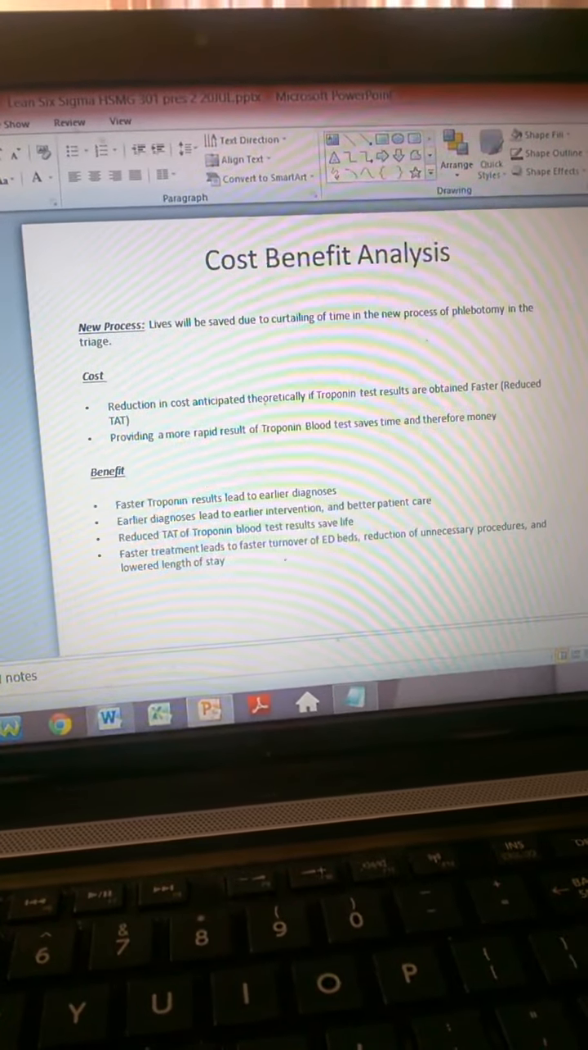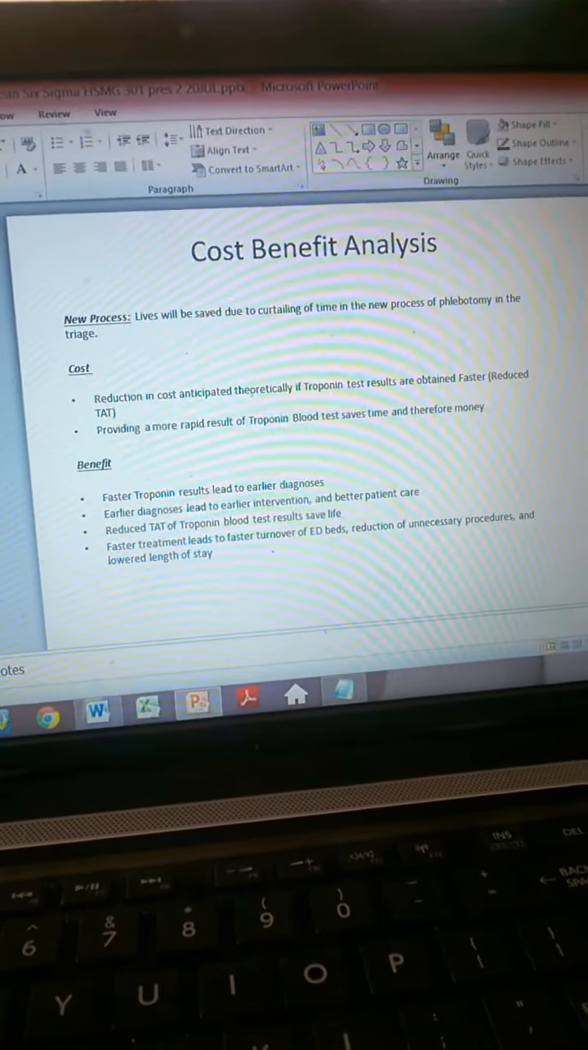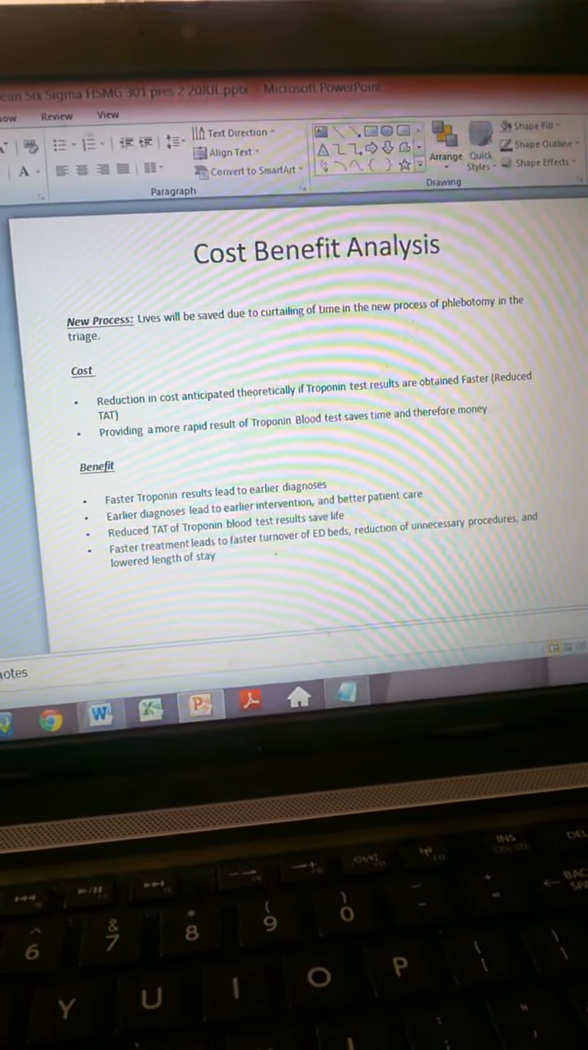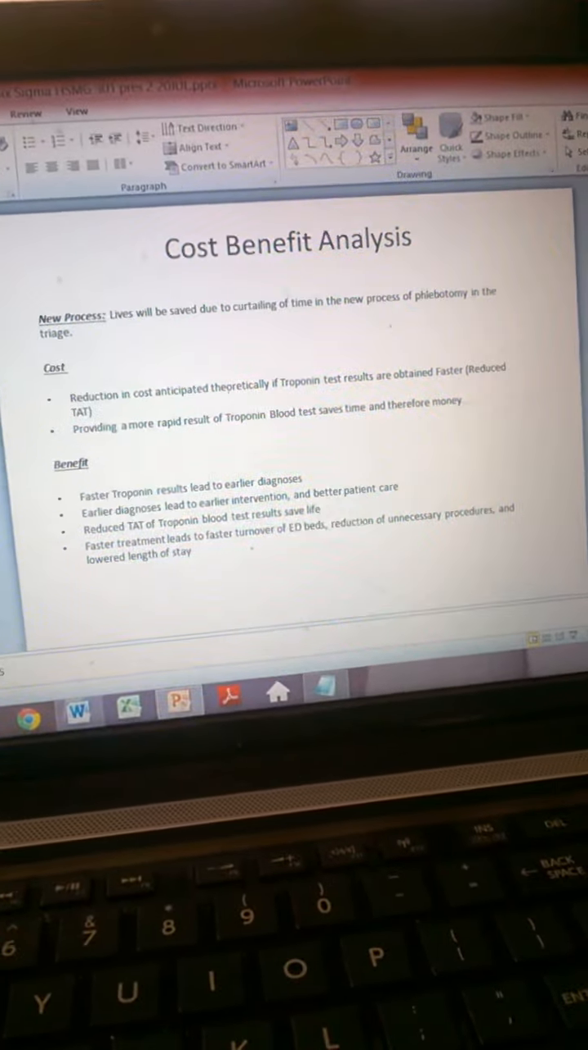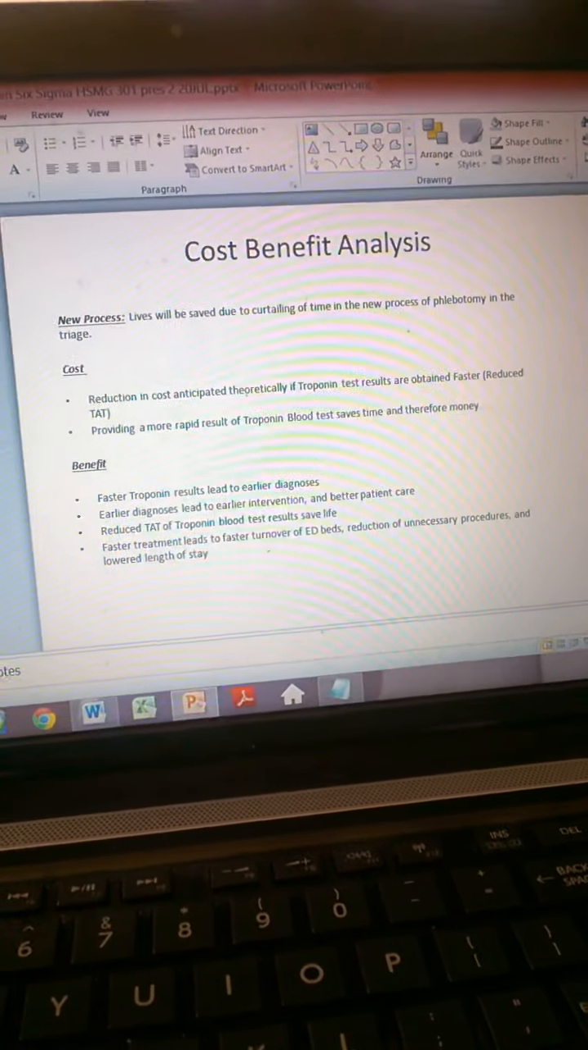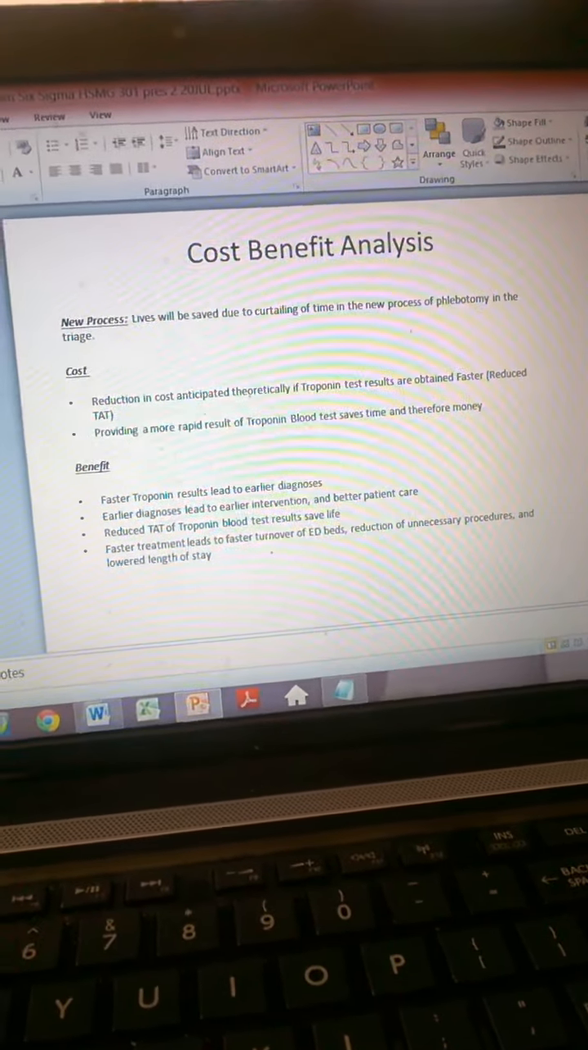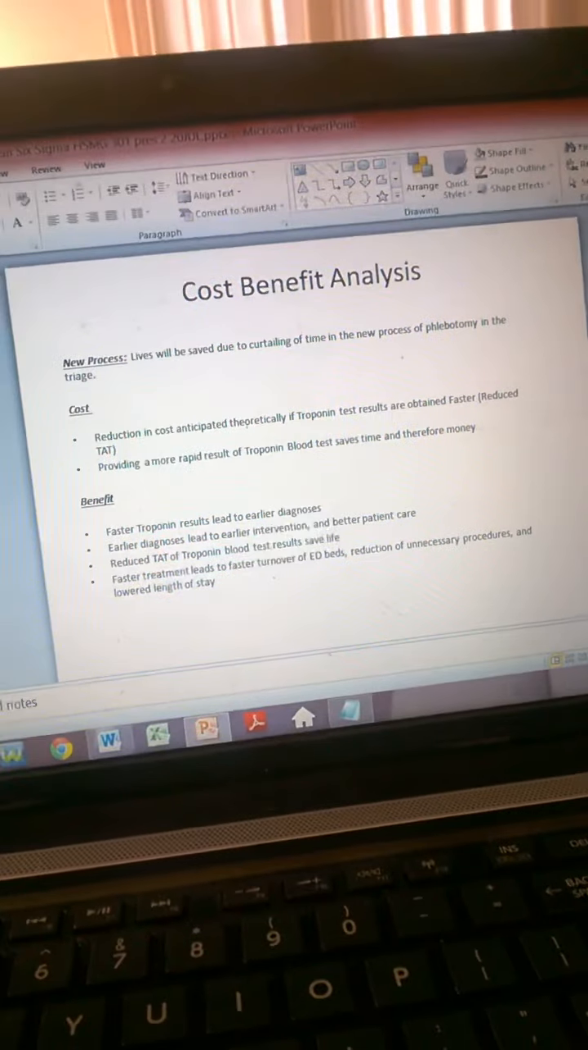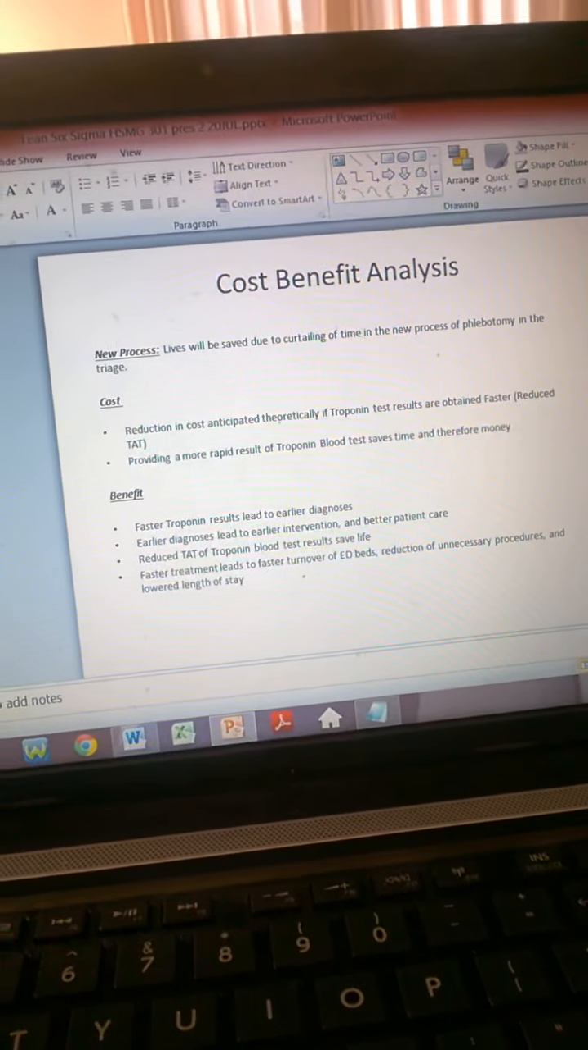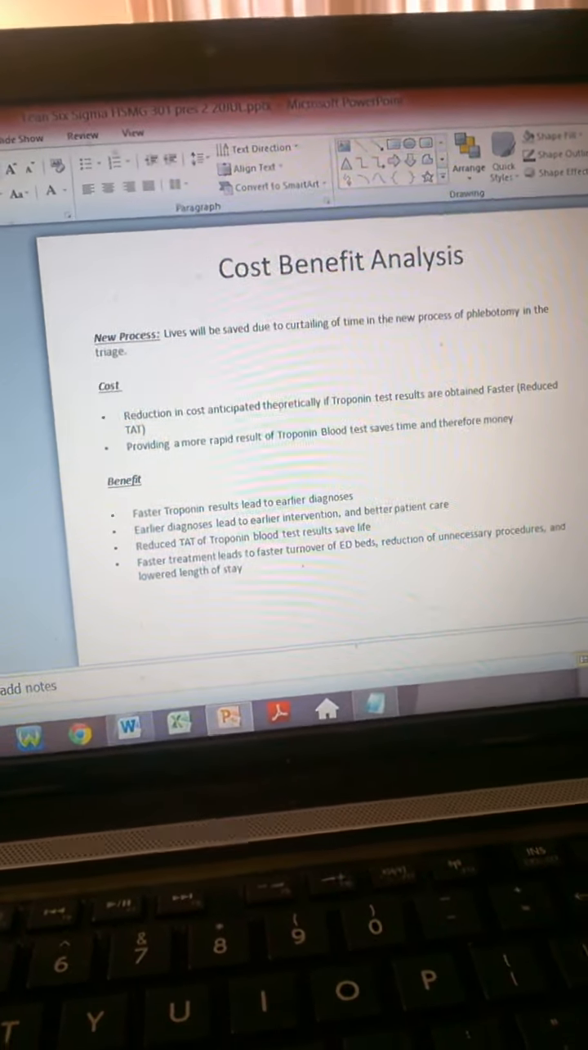Faster treatment leads to faster turnover of emergency department beds, reduction of unnecessary procedures, and lowered length of stay.